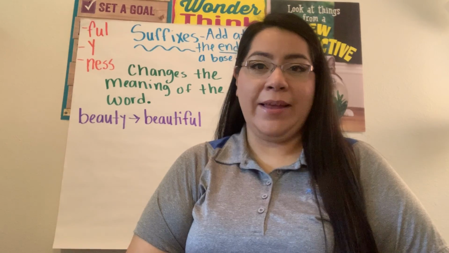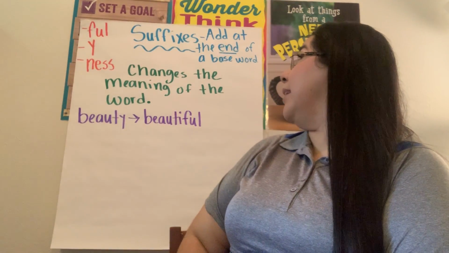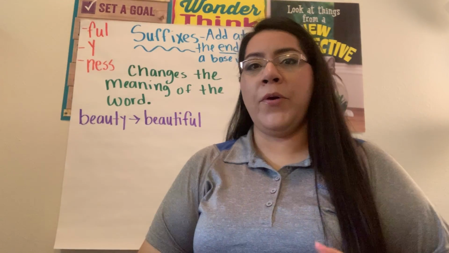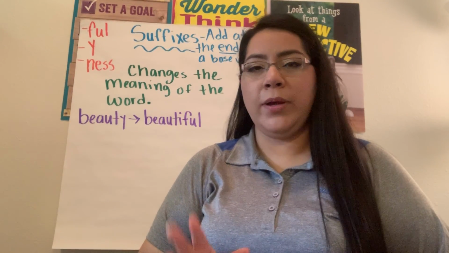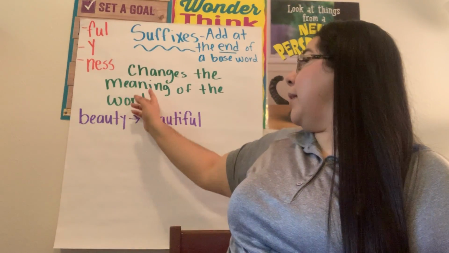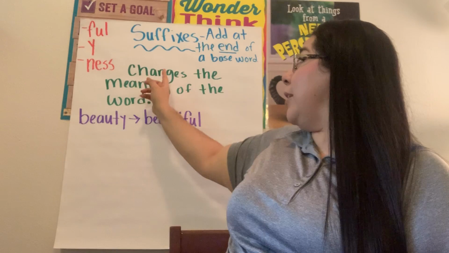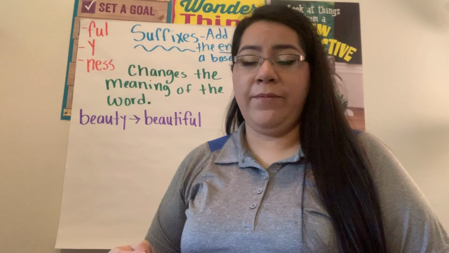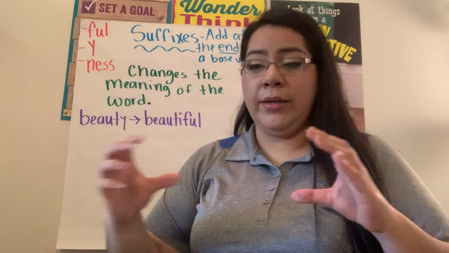Now when we have a suffix, as you can see in our anchor chart behind us, we add it at the end of a base word. A base word is a word that can stand alone without the suffix. Now when we are looking at this, we have words that change the meaning of the word. In this case you have a suffix and you add it to the word.